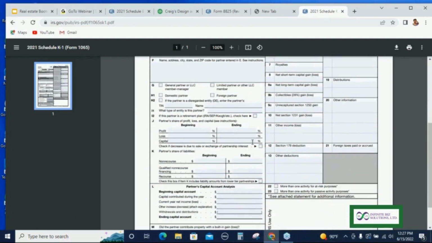And then down here, it's going to show your percentage when you started the year and what percentage you still have. So you want to be able to read these things so that you don't sign something that you are not comfortable with.